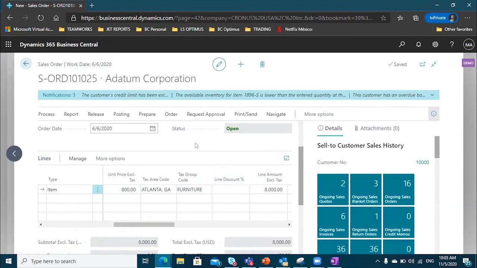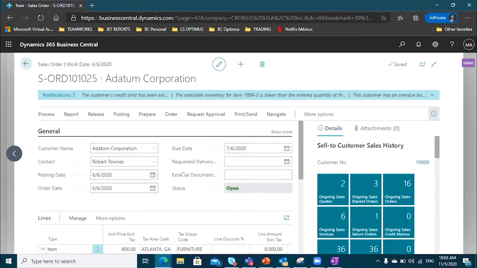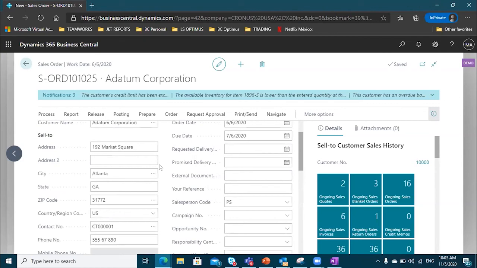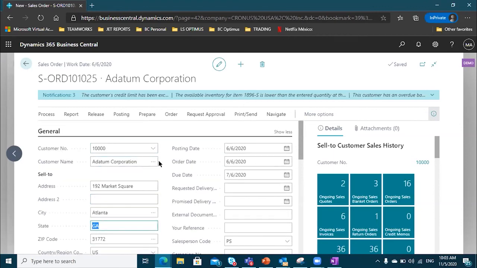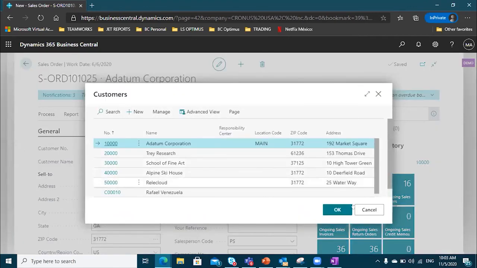How do we know which GL accounts we're going to be using whenever we use the Adatum Corporation? Let's just take a look. The Adatum Corporation currently is in Atlanta as well, as you can see, in Georgia. And this demo environment is in the USA. Okay, so just to mention, this is a domestic type of customer.